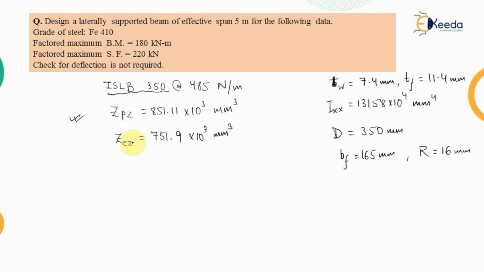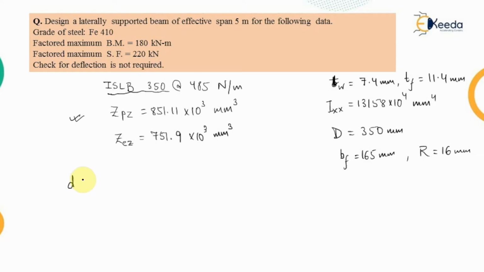All the other properties can be obtained directly from the Indian Standard Handbook number 1. For example, the thickness of the web is 7.4 millimeter, while the thickness of the flange is 11.4 millimeter. The corresponding moment of inertia is 13158 into 10 raised to the power 4 millimeter to the power 4, the overall depth is 350 millimeter, the flange width is 165 millimeter, and the root radius is 16 millimeter.